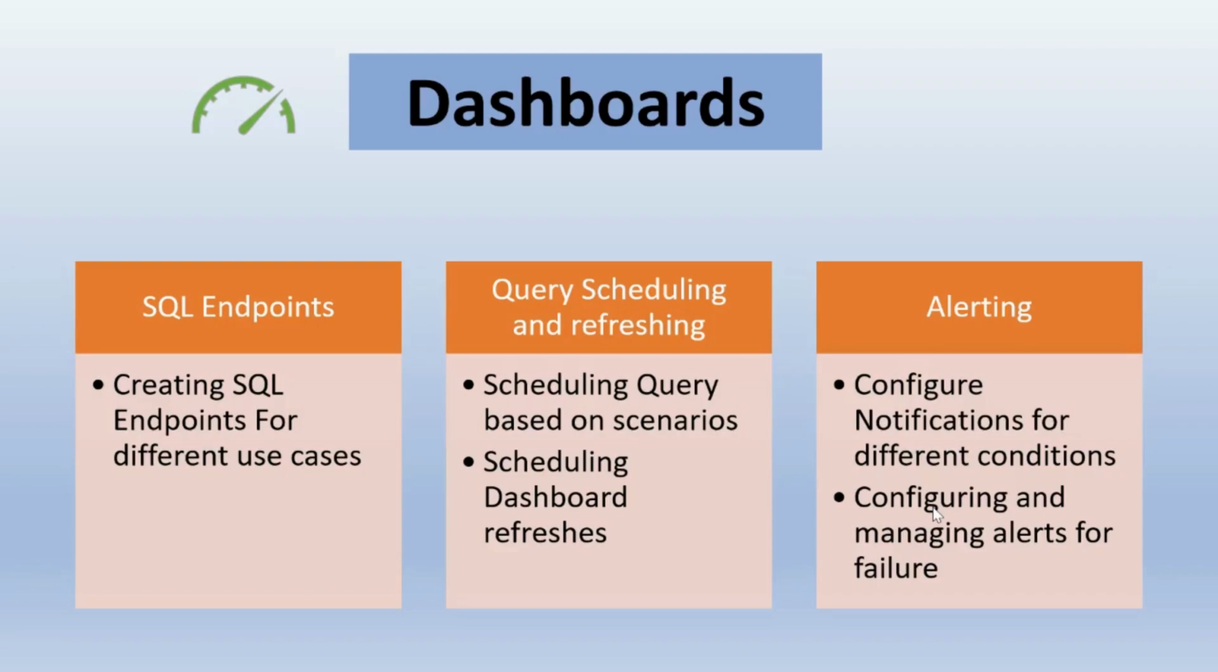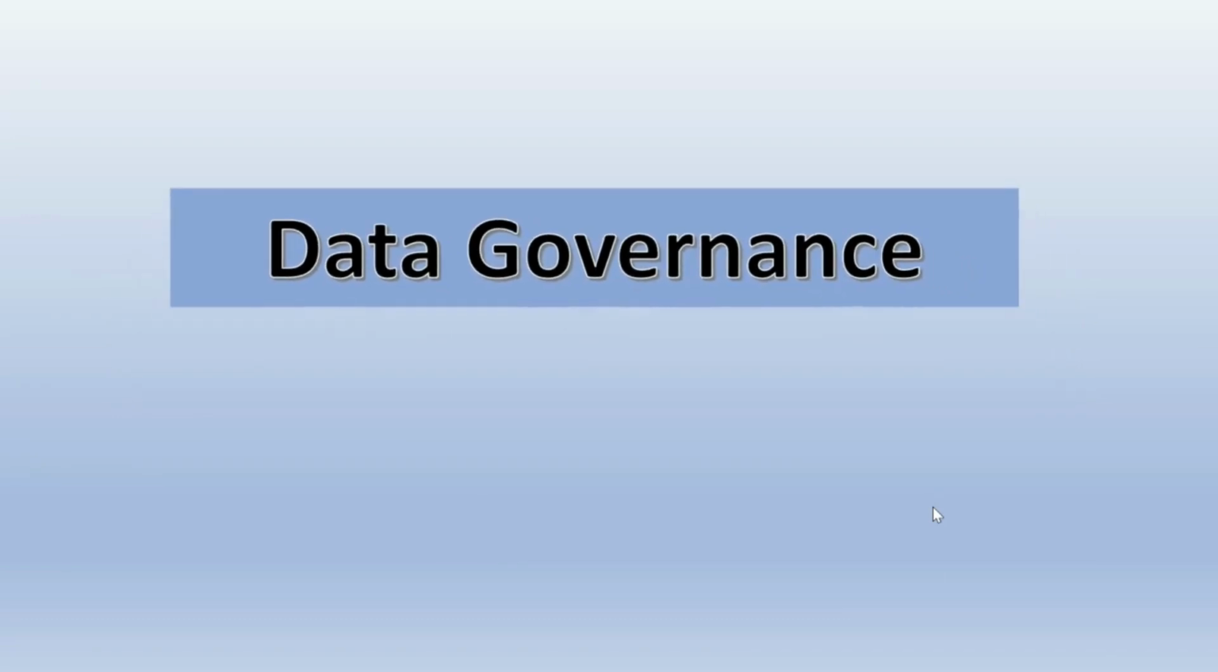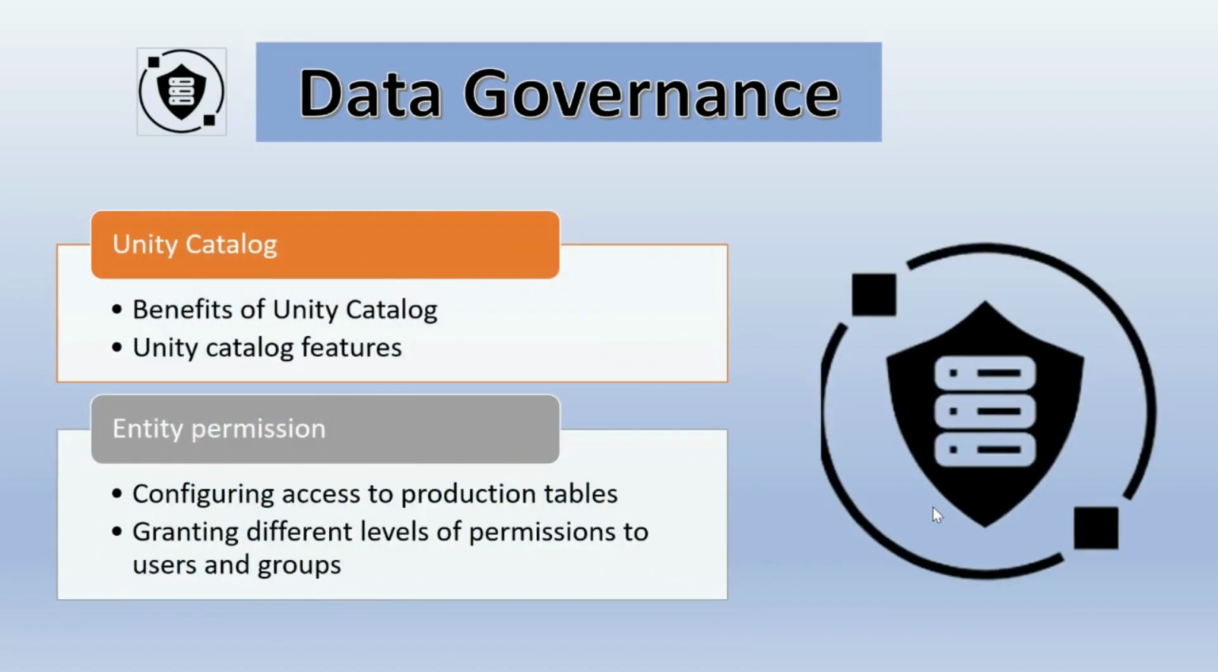You can create an alert to notify you in your Slack or Teams or any other email or something. The last point that we have is data governance. In data governance, you need to know about the Unity catalog. What is the benefit of the Unity catalog? Why exactly was it introduced? And what are the features of Unity catalog?